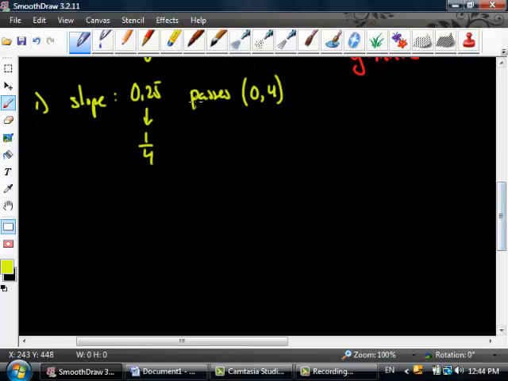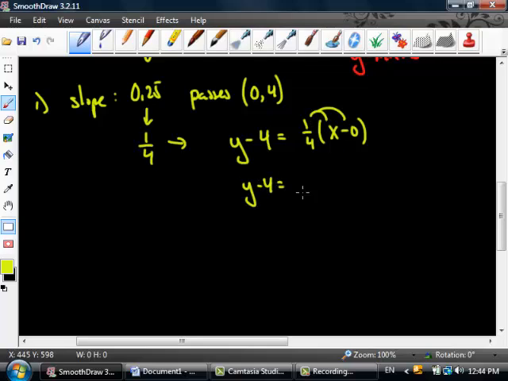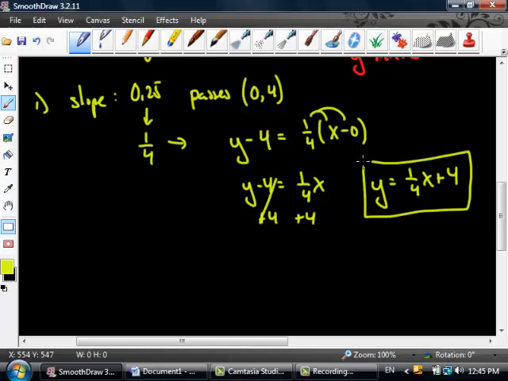If it passes through 0, 4, then we just pump this thing into point-slope form. It's going to be y minus, well in this case, y sub 1 is 4, equals m, which is our 1/4 here, times x minus x sub 1, which is 0. Y minus 4 equals, I'm going to distribute that in. I get 1/4 x minus nothing, because 0 times anything is 0. And here I'm just going to add 4 to both sides, and you get y equals 1/4 x plus 4. Raise your hands if you beat me to that answer. Good.